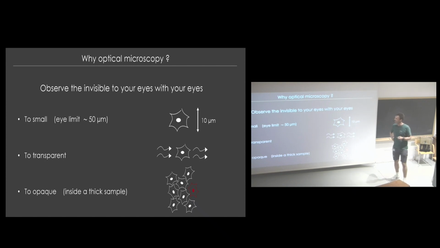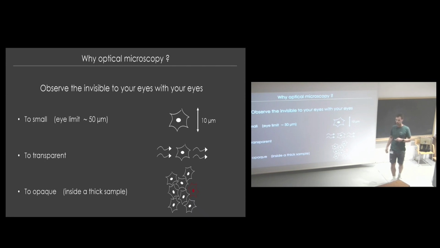But the aim of optical microscopy is to observe with your eyes what is usually invisible to your naked eye. The first idea is that if we take a cell, it's only 10 microns in size, and the eye limit is around 50 microns, depending on your age. But usually it's half of a hair, so around 50 microns. And so usually cells are too small to be seen with your eyes.